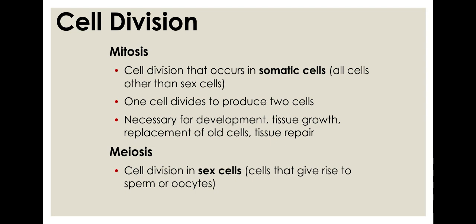Then there is meiosis, and that is the division that makes sex cells. It is what is going to eventually give us sperm and oocytes, or a lot of times you call it an egg.